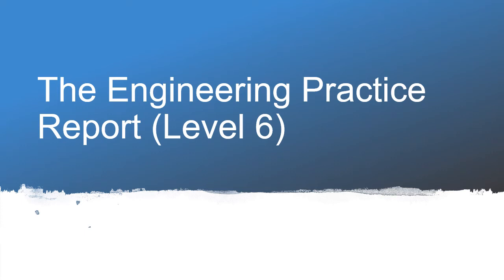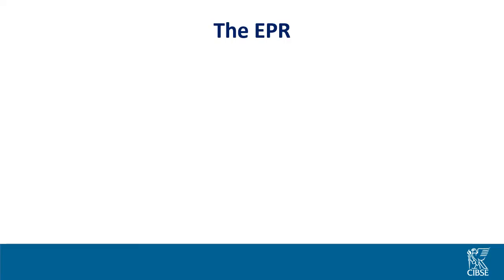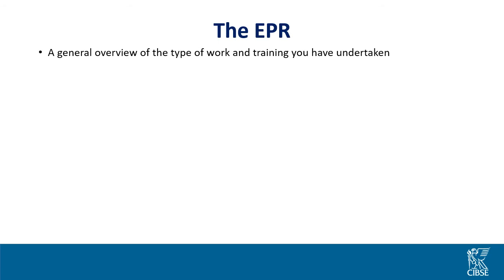And now I'll briefly touch on the engineering practice report on level 6. Again, please refer to the CIBSE website for a more detailed webinar on what exactly is required for this, as well as further information on EPA. The engineering practice report is a reflective written report of between 4,500 and 5,000 words, in which you demonstrate how, during the course of your apprenticeship, you obtain the knowledge, skills and behaviours expected of a competent building services design engineer. You'll give a general overview of the type of work and training you have undertaken.